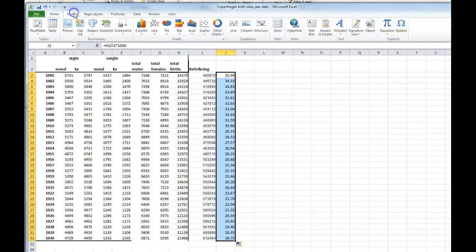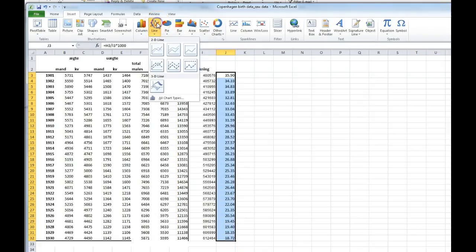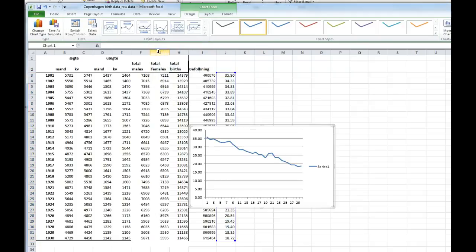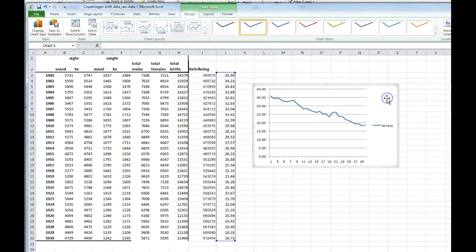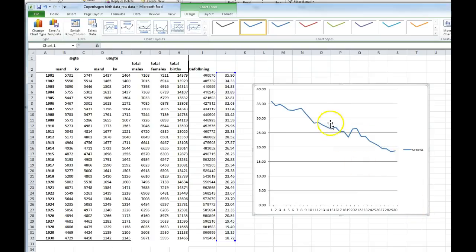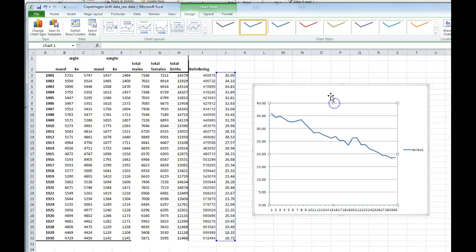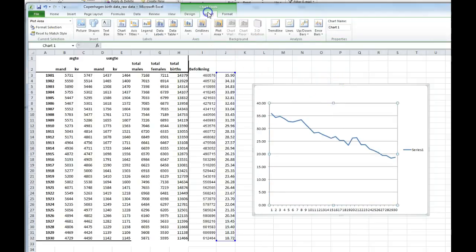So we just go to insert. It's going to be completely different on your computer probably, but just get the idea. And then we select a line, which would be a good idea. And then we just have it. But now we have to tweak it a little bit so it actually tells us something. Now it is just a line. So let me start by putting some legend. I'm going to just put a chart title: birth rate 1901 to 1930.